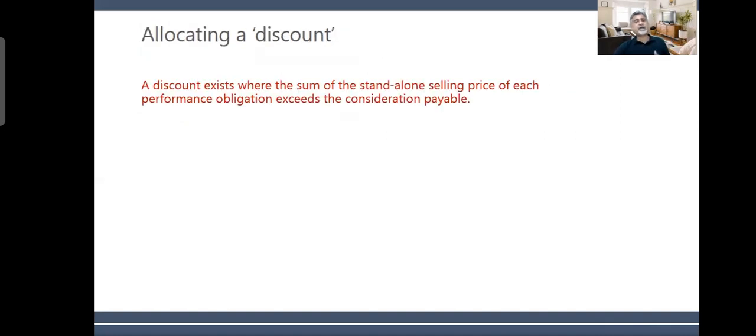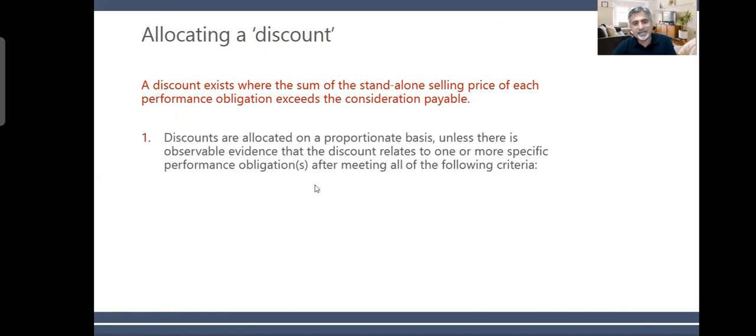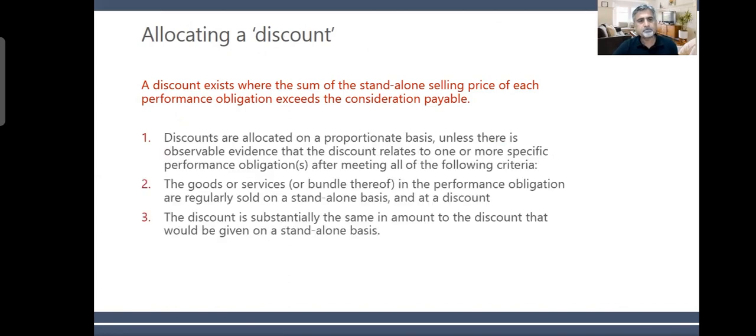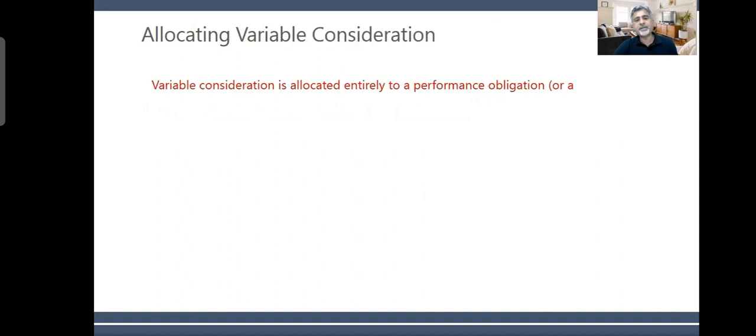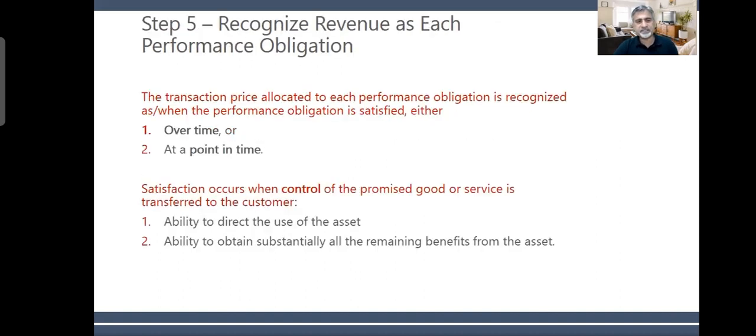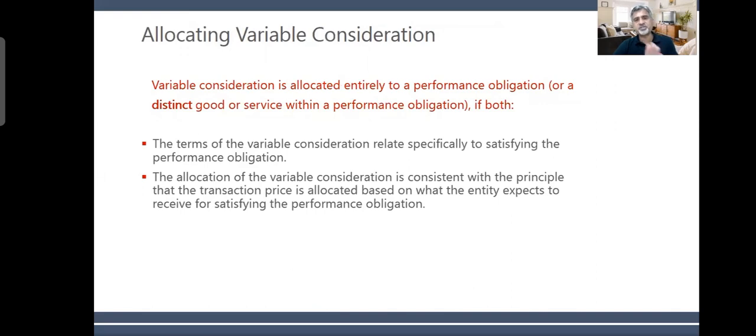Allocating a discount, I already have told you that for a discount on the total, you will see what the percentage is. If I give 10% on the total contract, then all of the individual performance obligations should also be reduced by 10%. I already have explained this concept. Variable consideration, I have explained this thing. I only need to do some questions for that. Variable consideration and financing component, these two I will do questions with you.